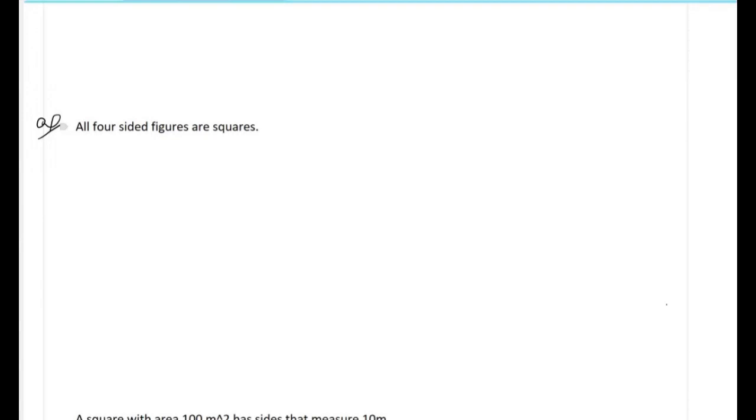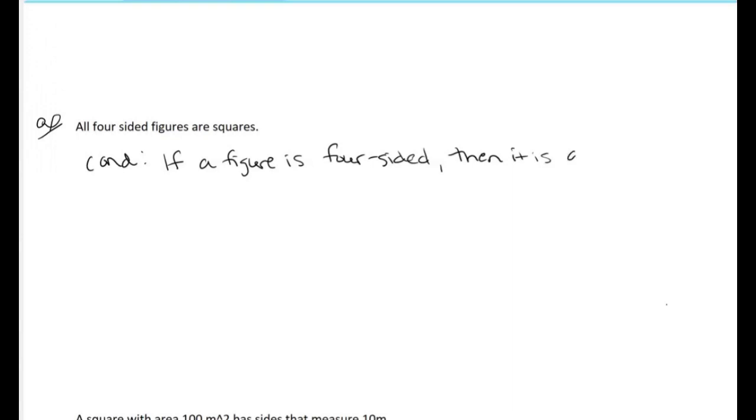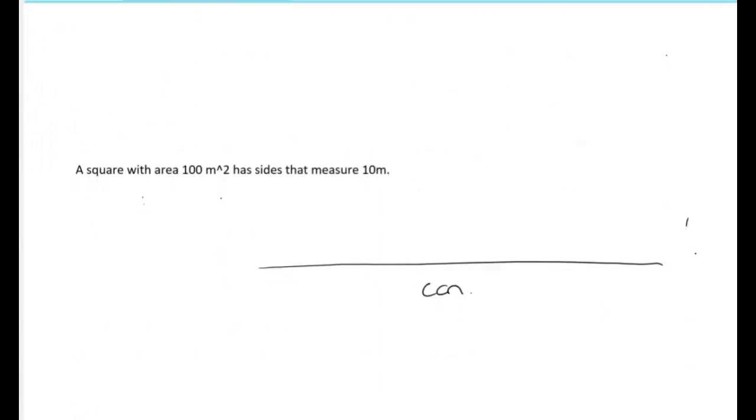Okay, the next one, all four-sided figures are squares. So if we're going to write the conditional, we would say if a figure is four-sided, then it is a square. The hypothesis is the if portion. The conclusion is the then portion. So if a figure is four-sided, then it is a square. All right, let's do one more.